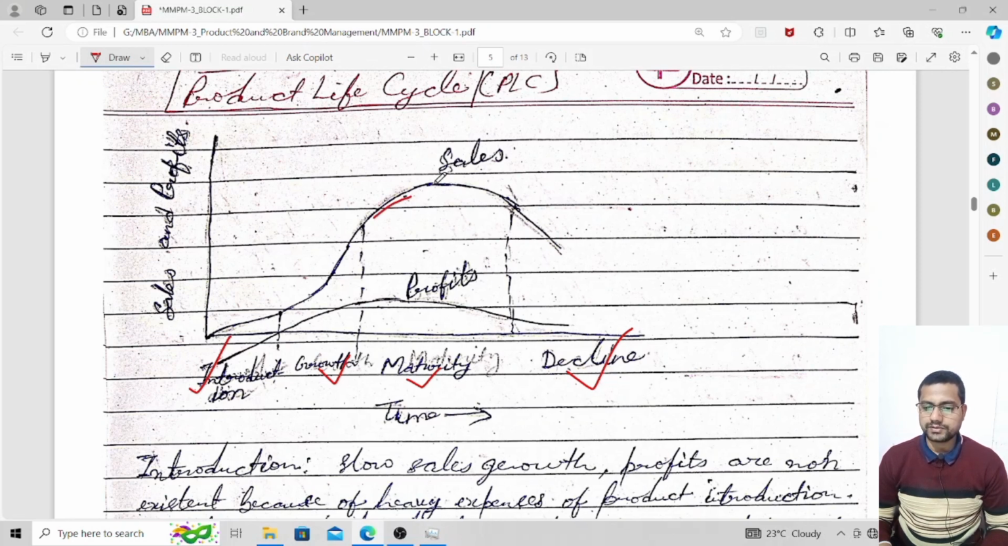Now you see this graph here, it is showing the sales, how sales vary with time, and this one shows the profit, how profits change with the different stages of the product.